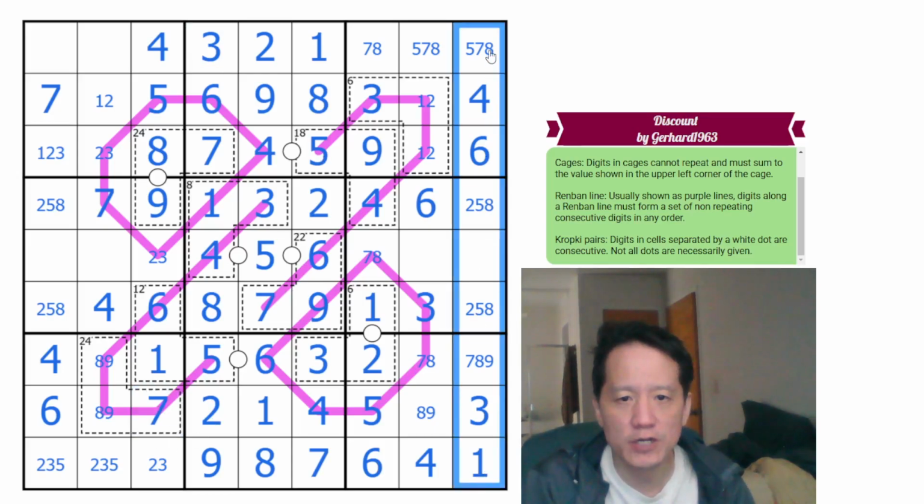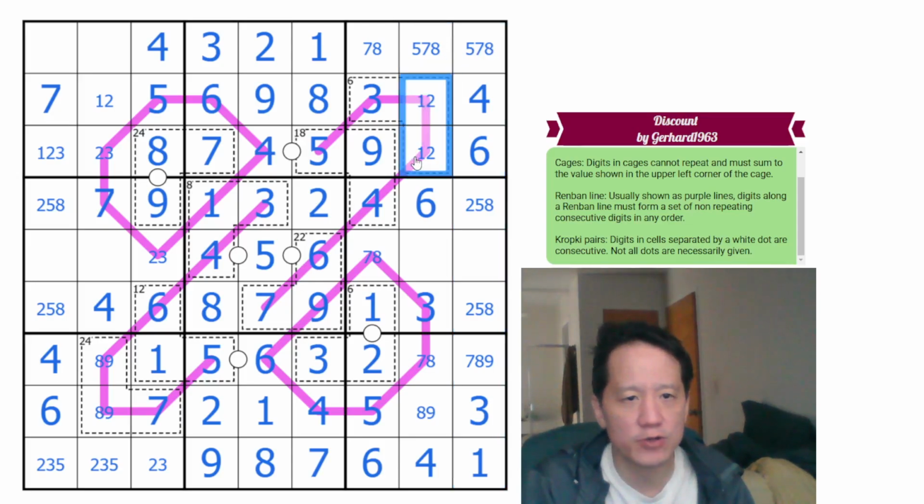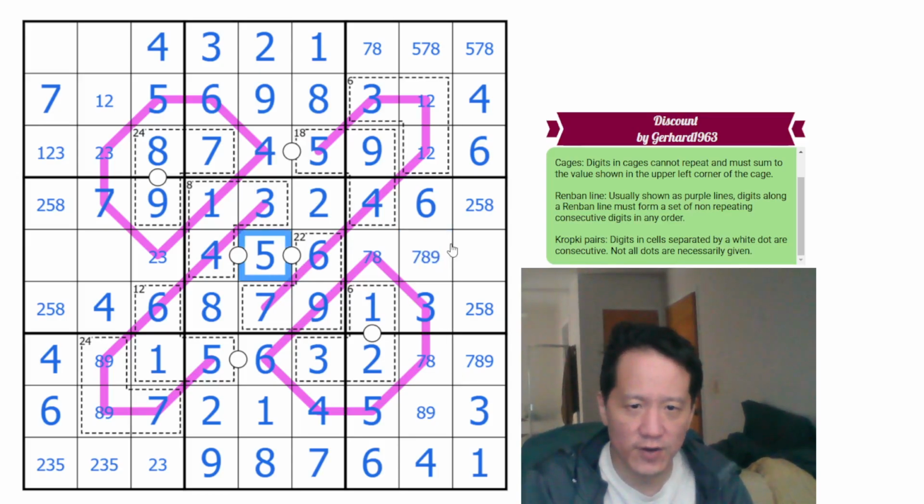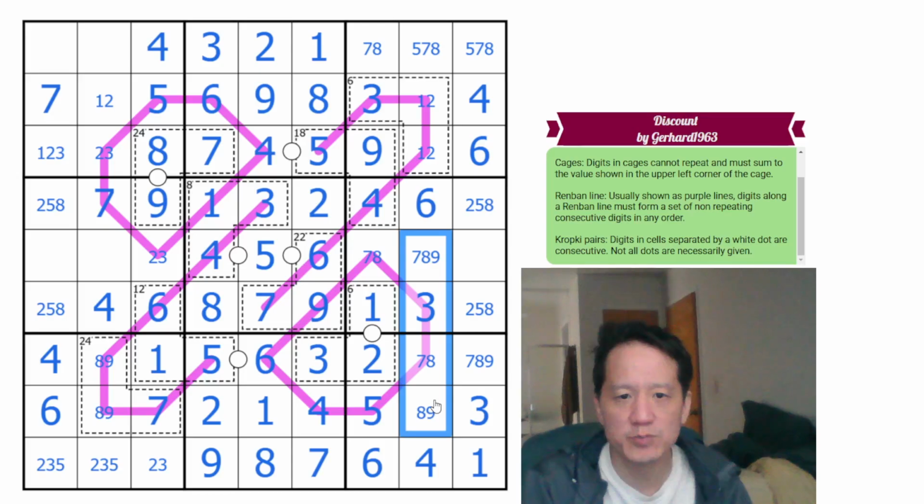Well, where's the 1 now? Well, we already know one of these two is a 1. That doesn't tell us much. One of these is a 7. This cannot be 1, 2, 3, 4, or 6. It's 5, 7, 8, or 9. But the problem is it can't be 5 because that can't be 5. So this must be 7, 8, or 9.